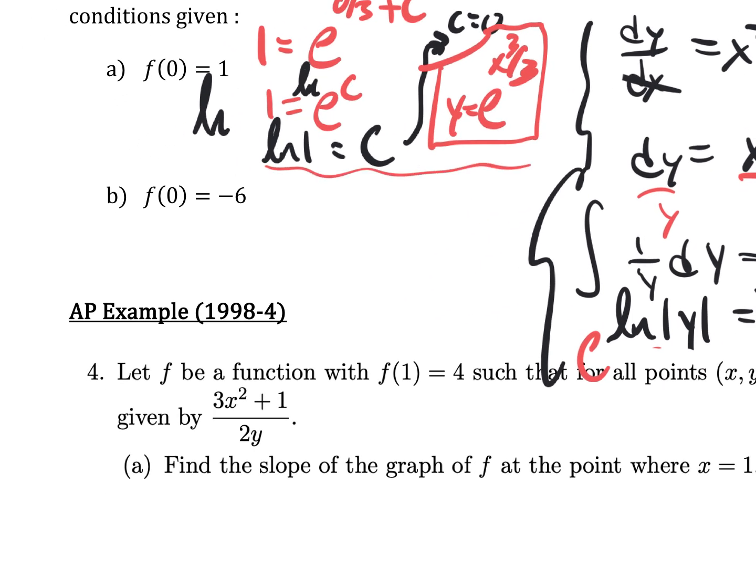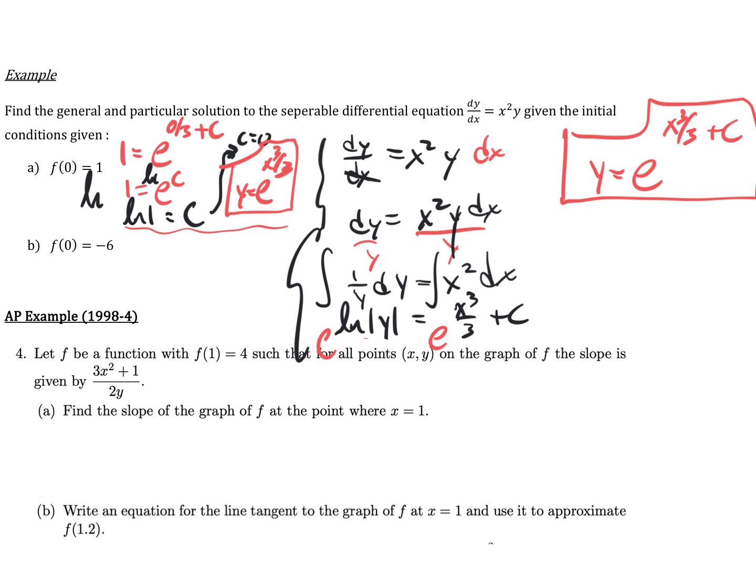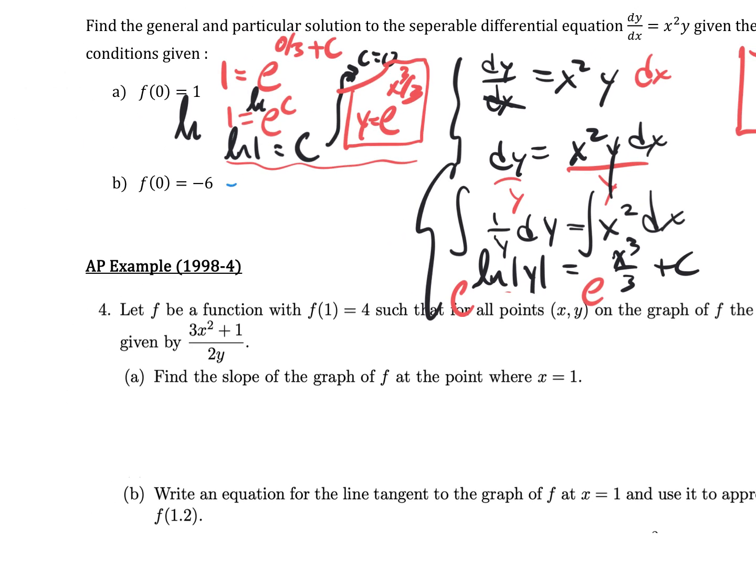What if we have the point 0, negative 6? Again, here's our general solution. We're going to put in negative 6 for y and 0 for x. And so we get negative 6 equals e to the 0 over 3 plus c. So in other words, e to the c is negative 6. And we're going to take the natural log of both sides.